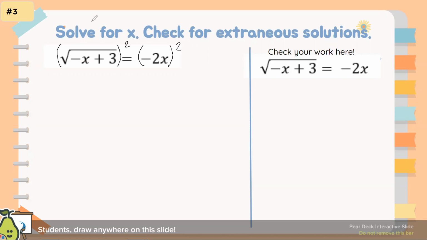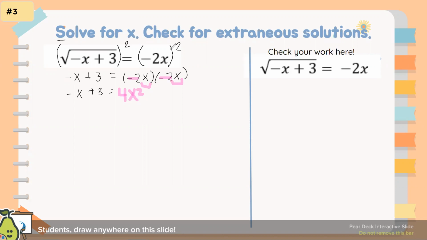Squares undo square roots, leaving the radicand. So this gives us -x plus 3 is equal to -2x times -2x. And the reason I encourage us to do that is so that we don't forget that -2 times -2 is +4, and x times x is x squared. So now, our goal is to solve, we have -x plus 3 equals 4x squared.